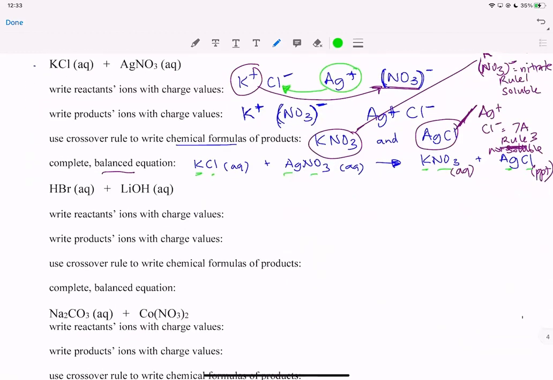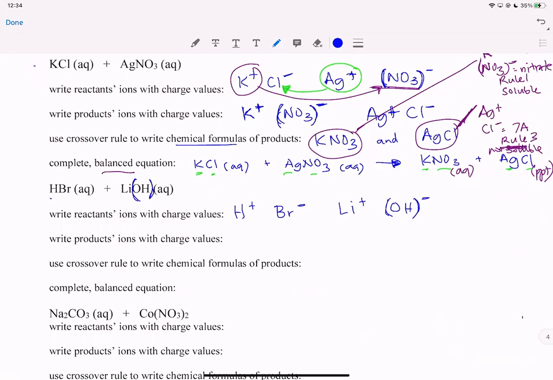Okay, so let's take a look at the next one, which is HBr, AQ, and LiOH. You want to start by writing those reactant ions by splitting this apart. I'm writing the HBr first, so H plus and Br minus. Split them apart, put a plus and a minus. Before you split apart LiOH, put parentheses around OH. It doesn't split apart into separate oxygen and hydrogen, and you recognize that as the hydroxide ion.